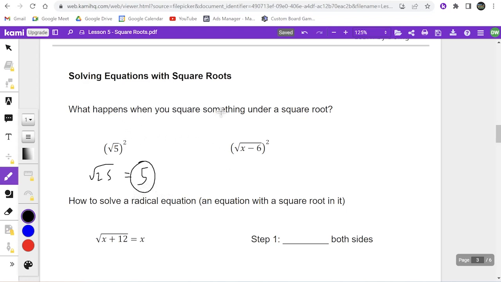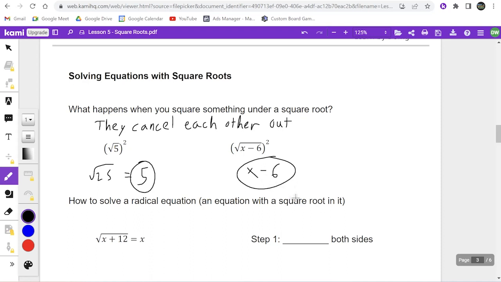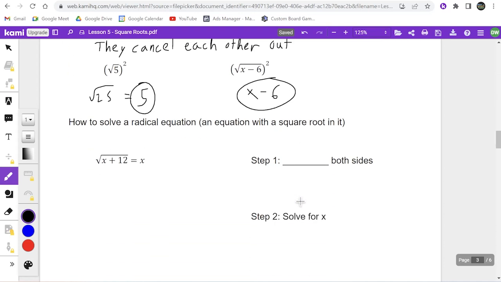What happens when you square something under a square root? They cancel each other out. And so what that means is when I square a square root, like for instance root x minus 6 squared, well, the square root is just going to go away. You're just left with x minus 6. And that's pretty cool. And that is the fundamental reason why we're able to solve square root problems.